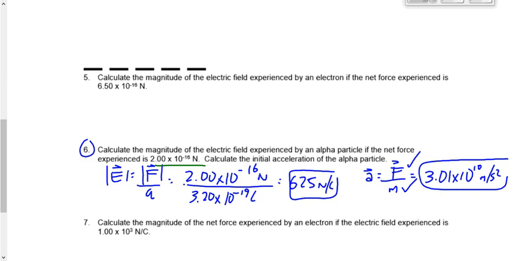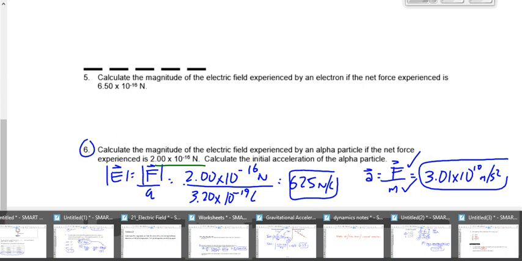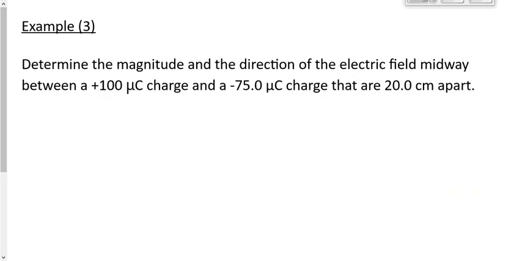All right, I want to do one more example with you here right now. Example number 3 says determine the magnitude and the direction of the electric field midway between these two charges. I'm going to circle this to remember to convert. Circle this as well to remind me that it's a negative charge. And circle this. All kinds of things to draw attention to in this one. Draw a picture of this, right?